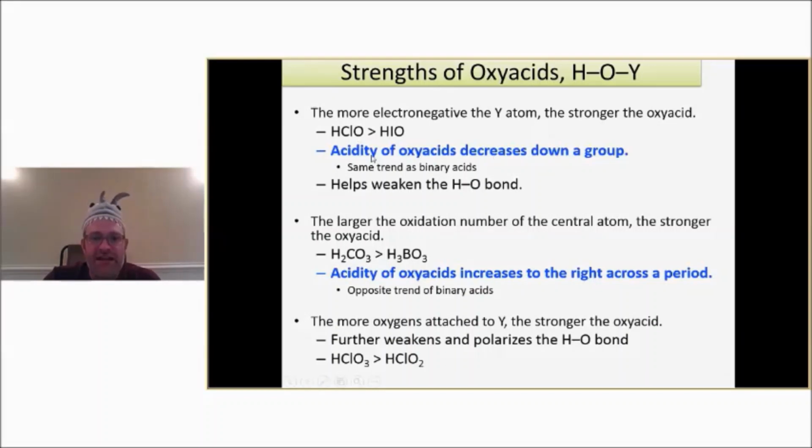The acidity of oxyacids decreases down a group, okay? Which is not the same trend as binary acids. I don't know why that says that. I apologize. So as we go down the group and the Y atom becomes less electronegative, it weakens the OH bond and we get stronger acids.